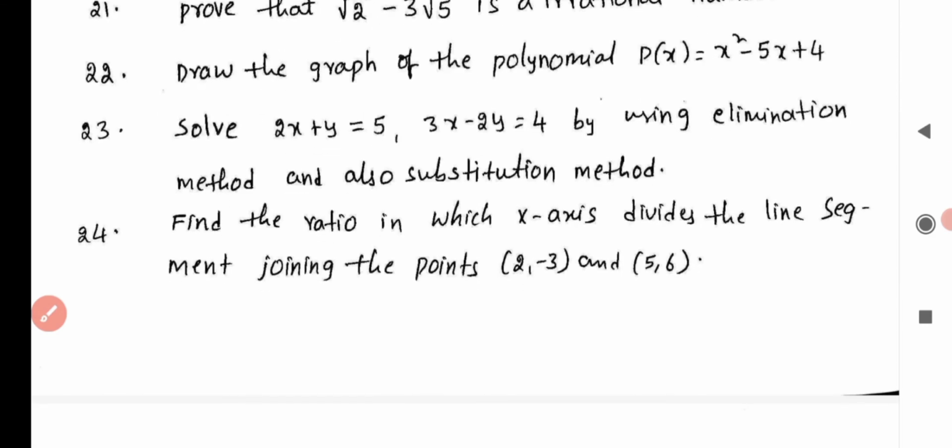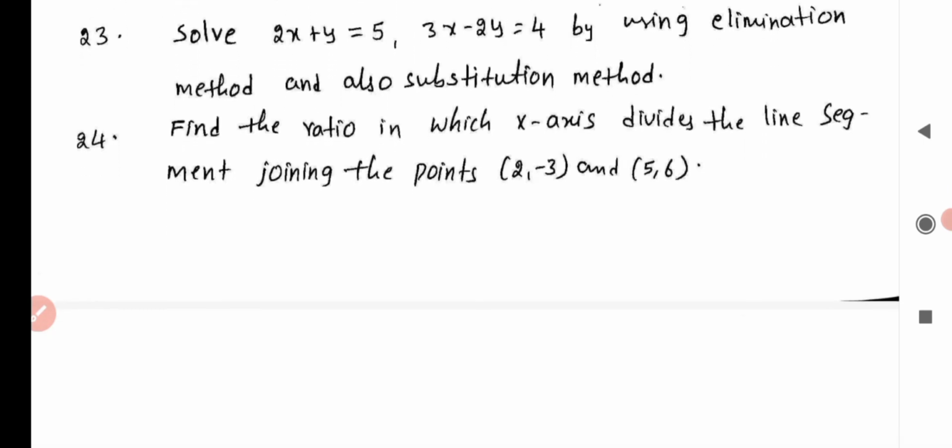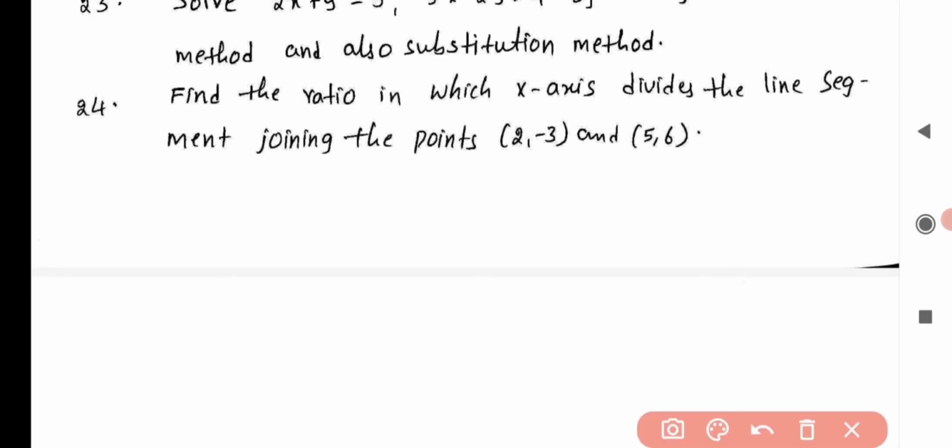Next, find the ratio in which the x-axis divides the line segment joining the points (2, -3) and (5, 6). The x-axis means the point (x, 0). So it divides the line segment joining the points (2, -3) and (5, 6), which are x1, y1, x2, y2.